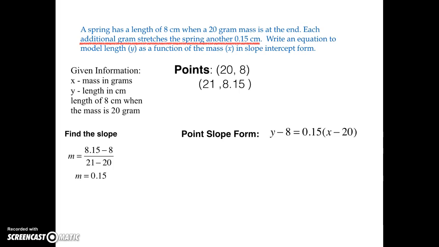Point-slope form. I'm going to use the slope I just calculated and the point I was given, 20, 8. And if we need it in slope-intercept form, that means we need to distribute the 0.15, add 8 to both sides. Our slope-intercept form is y equals 0.15x plus 5.